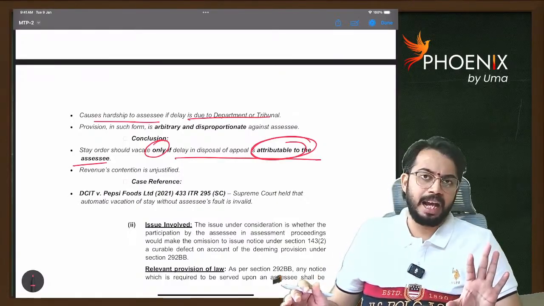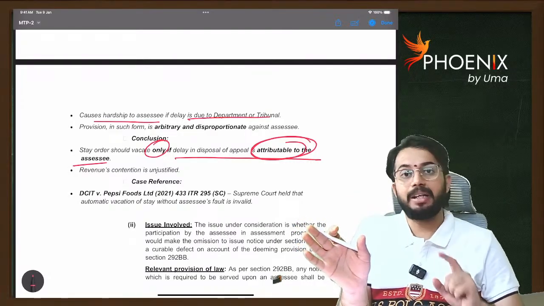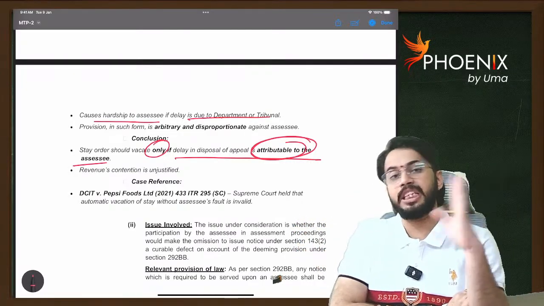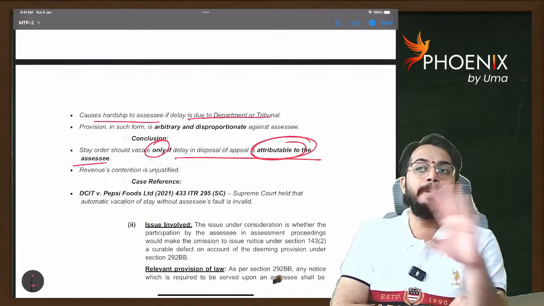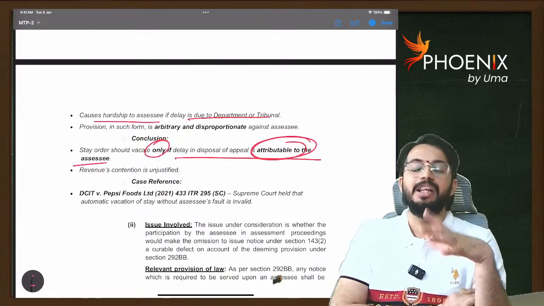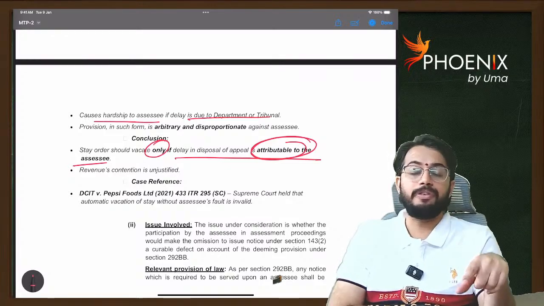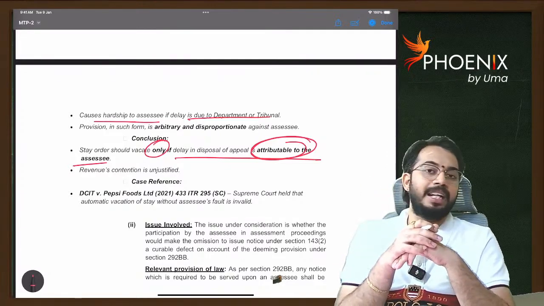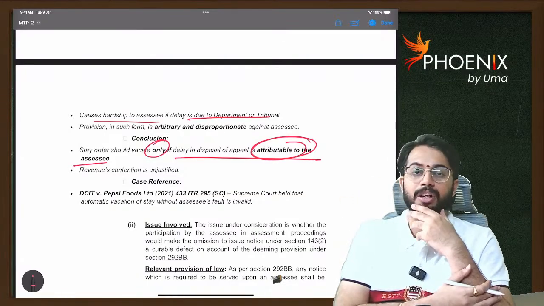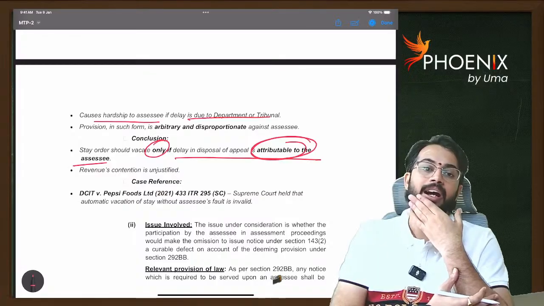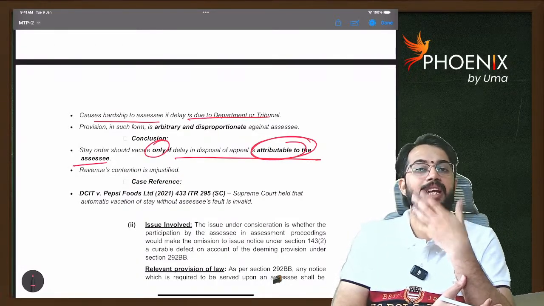See, as per Income Tax Act, after 365 days, whatever stay is given, it gets vacated. But as per Supreme Court judgment, even after 365 days the stay will continue, subject to the condition that there should not be any default on part of the SSC. So we will write 2 points. As per Income Tax Act, as per section 254, after 365 days, stay will get vacated. But as per Supreme Court judgment, stay will continue even after 365 days if there is no default on part of the SSC. So we need to consider the latest Supreme Court judgment. Okay, that we will write as conclusion.